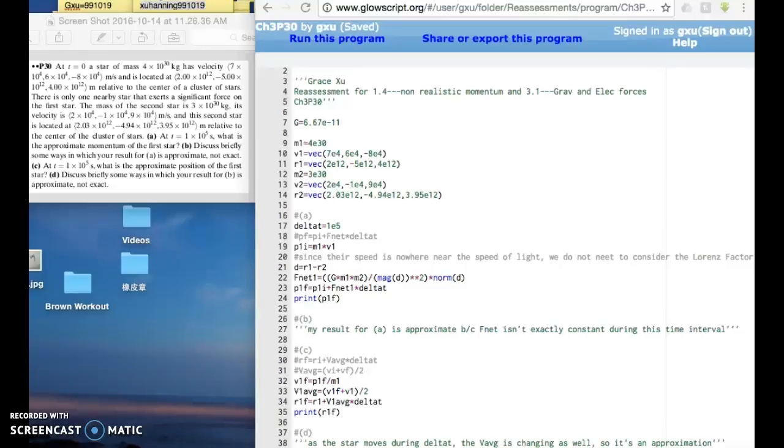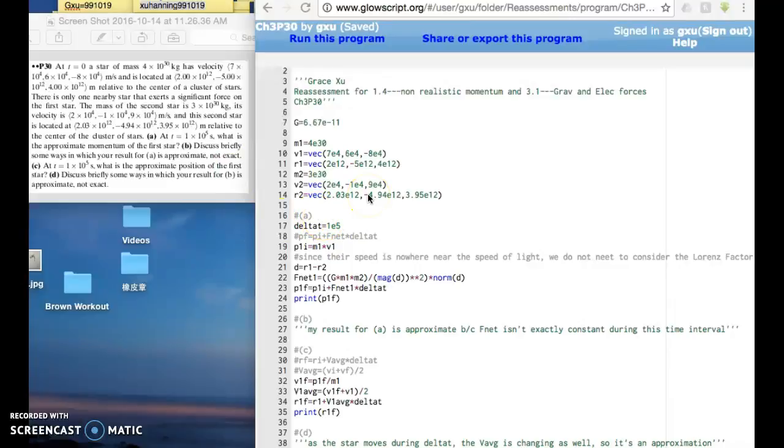Hi, this is Grace, and this is my reassessment for Standard 1.4 and 3.1 on using Problem 30 from Chapter 3. And here's the question. So I first listed out all the constants that I would need, which is big G, and all the information given to me from the problem.